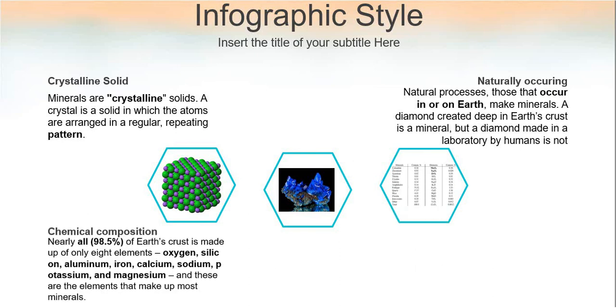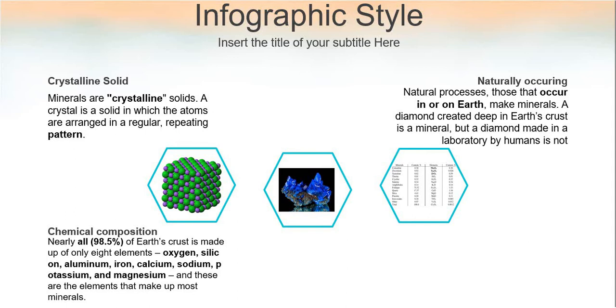Chemical composition. Nearly all, 98.5% of Earth's crust is made up of only 8 elements: oxygen, silicon, aluminum, iron, calcium, sodium, potassium, and magnesium. And these are the elements that make up most of the minerals. So, ito yung mga i-consider mo.